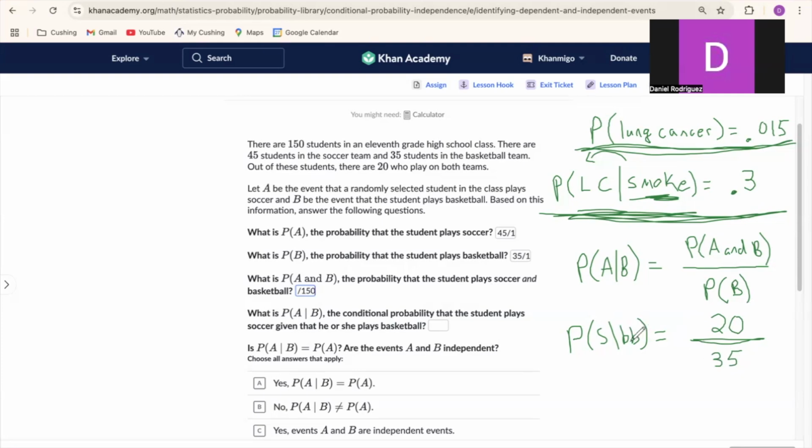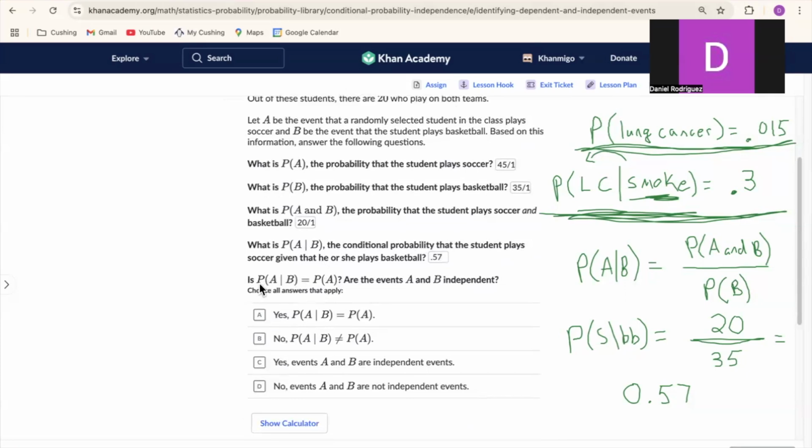So let me do this in a calculator here. You get 0.57. So what that means is given that someone is a basketball player, if I know somebody plays basketball, there's a 57% chance they also play soccer. So I'll put that in. I hope it takes that as an answer here, 0.57. But I could always just put in 20 over 35 here. But let's do 0.57 just to see if they take it.